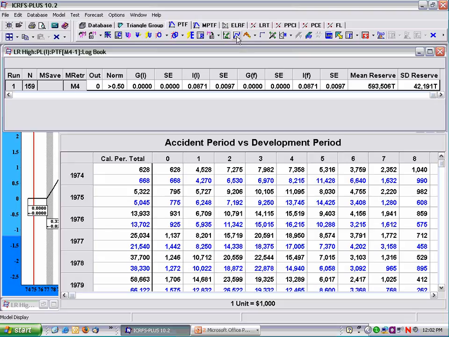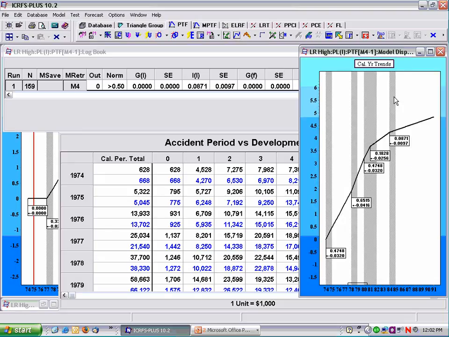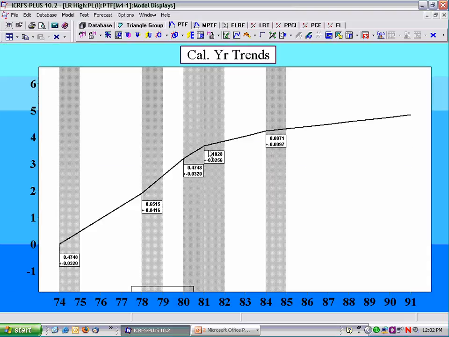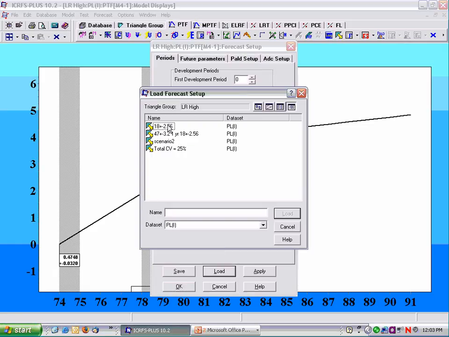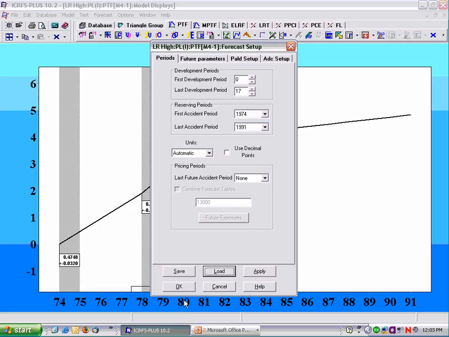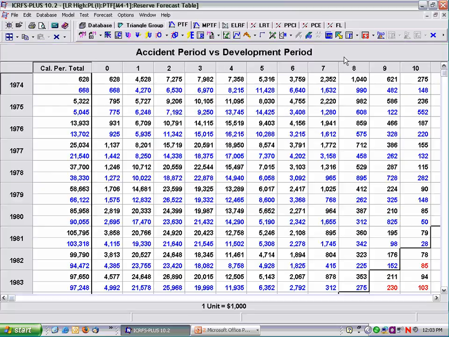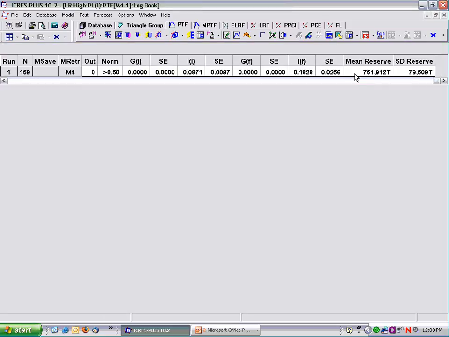What if instead we assumed that this high trend of 18.28% actually re-emerged starting in 1991? What kind of forecast will we get? Well, I've actually saved the scenario, so I'm just going to load it and do a forecast with that, and we get somewhere around 751.9 million with a standard deviation of the reserve distribution of 79.5 million.